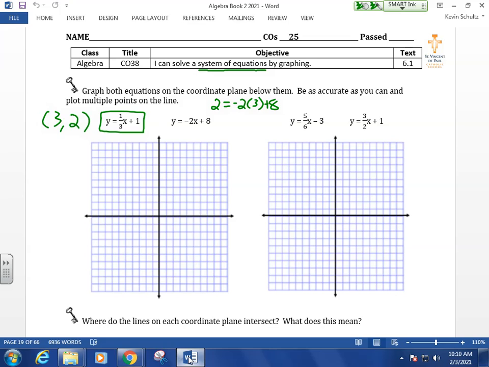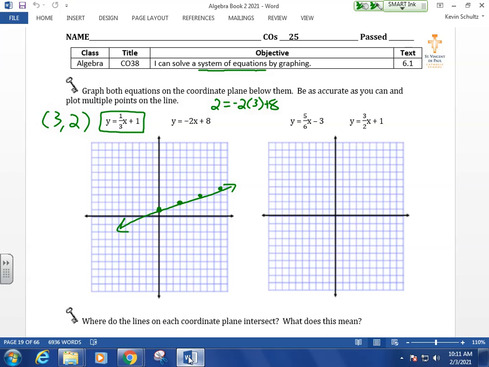Let's start by graphing y equals 1/3 x plus 1. It's in slope-intercept form. We've graphed slope-intercept form before, right? We start with the y-intercept, 0, 1. And from that point, we move up 1 over 3. That gives us our second point. We want to make these lines as accurate as possible, so I'm going to continue to go up 1 over 3, up 1 over 3, just to get a few more points. Then I'm going to connect these with my line, and there we have it.